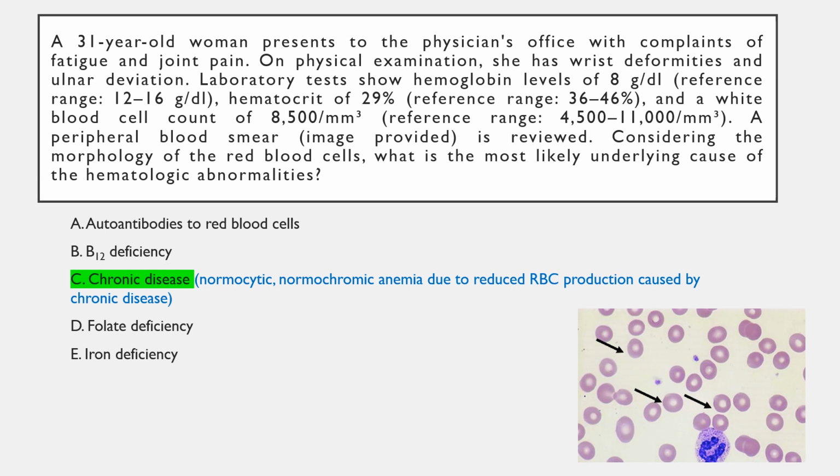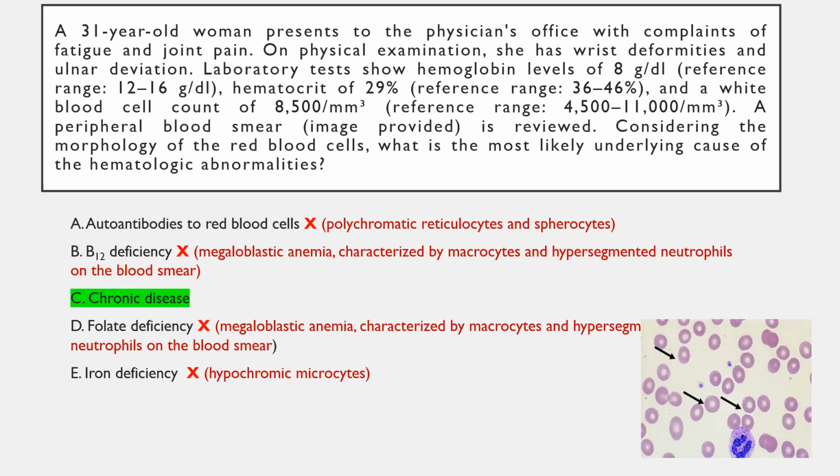And the anemia in this patient is most likely secondary to rheumatoid arthritis, based on the complaint which she had of the joint pain, and on the physical examination she had wrist deformity and ulnar deviation. Let's have a look at why the other options are incorrect.